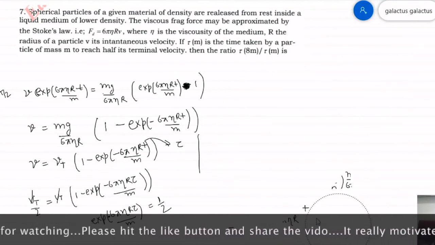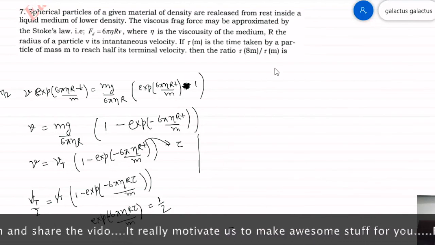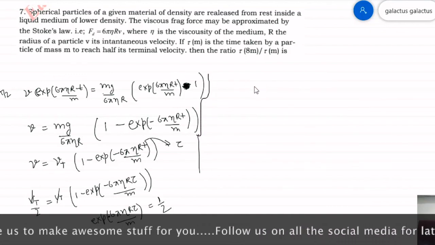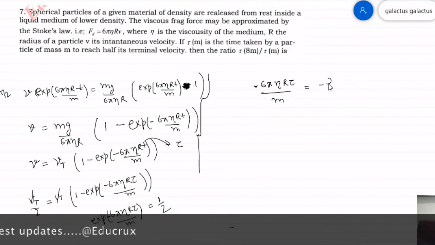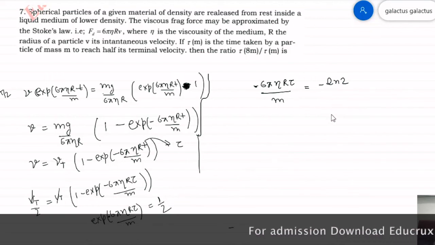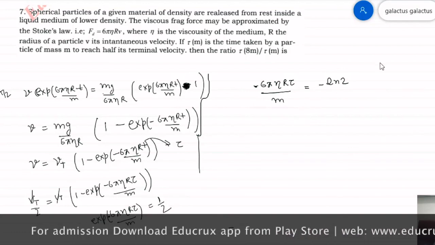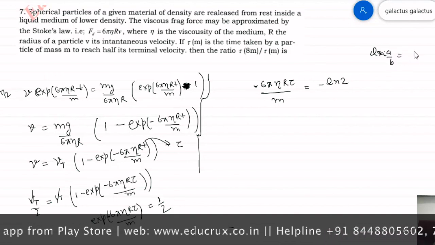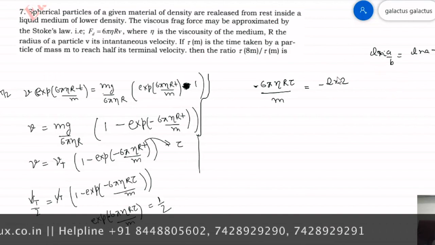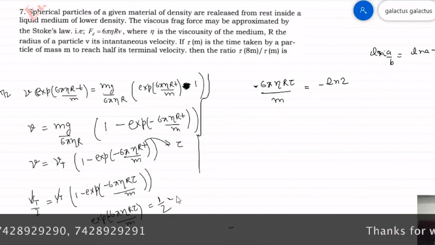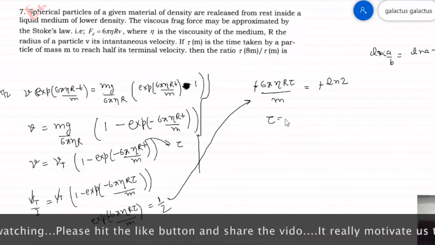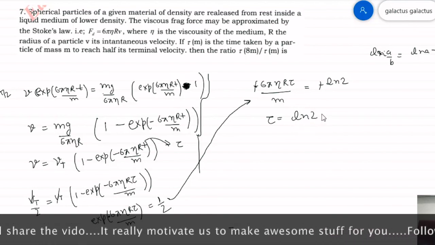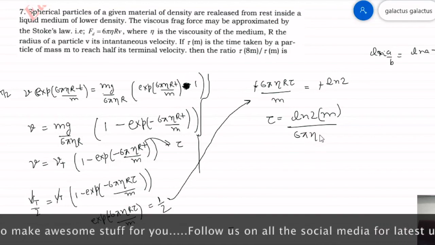Okay, so let me rub this side for more working space. So if I take log on both sides, I will get minus 6 pi eta r tau by m is equal to minus ln 2, because ln 1 is 0, then ln 1 by 2 is ln 1 minus ln 2, and ln 1 is 0, and ln a by b is equal to ln a minus ln b. So I have used this property over here and changed this to this form. So let us cancel minus minus over here. So tau is equal to ln 2 into m upon 6 pi eta r.